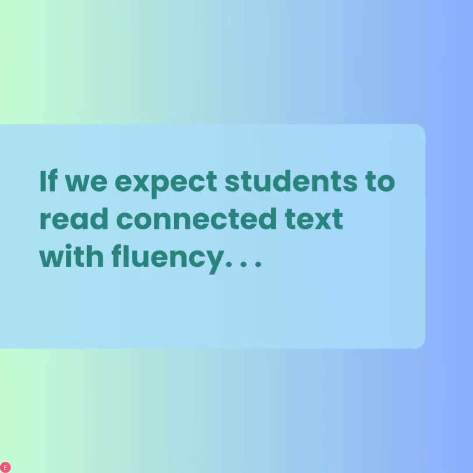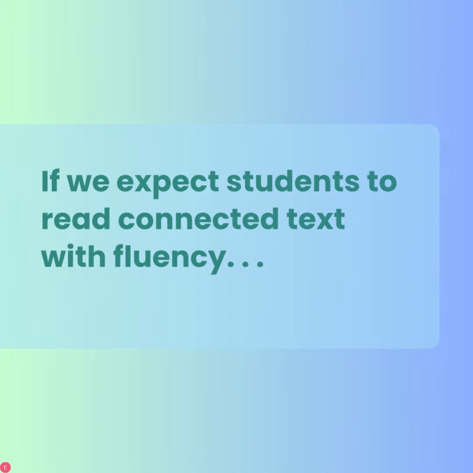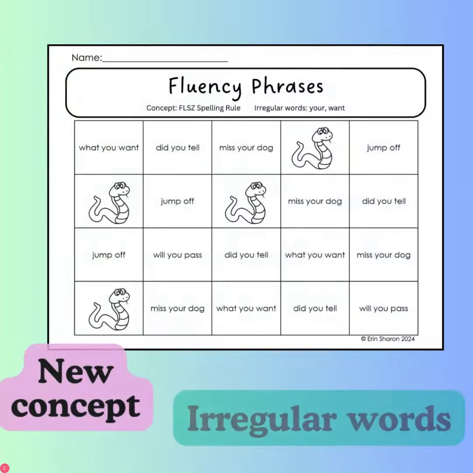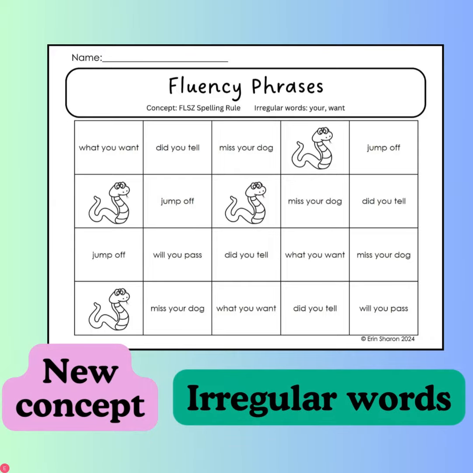If we expect our students to read connected text with fluency, they first need to achieve automaticity with reading words in isolation, words in phrases, and then at the sentence level. I felt that my students would benefit from additional practice building automaticity at the phrase level. I decided to create phrases that include the new concepts and irregular words for each UFly lesson.